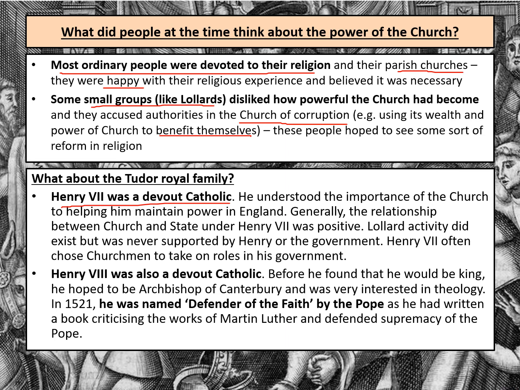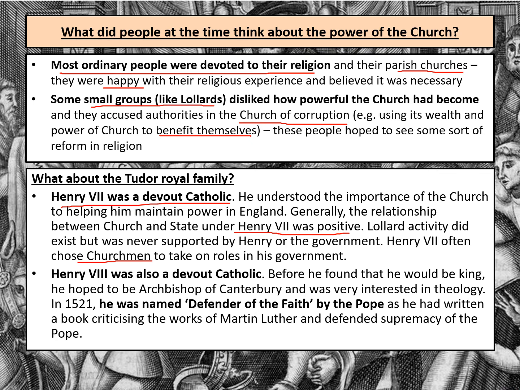Now, generally, his relationship with the church was very positive. Even though there was some Lollard activity, people criticising the church, it was never really supported by the king, and it was never supported by his government. Also, it's important we know that many of the people in Henry's government were also churchmen. So Henry VII had a very good relationship with the church.